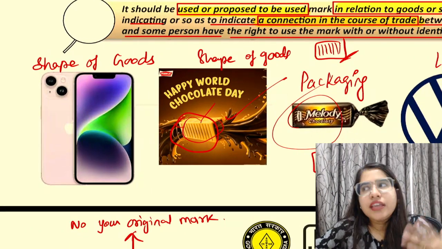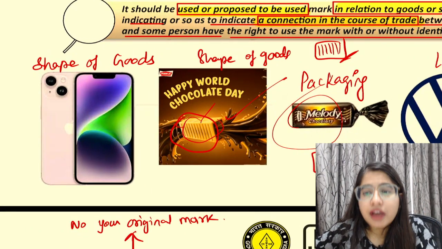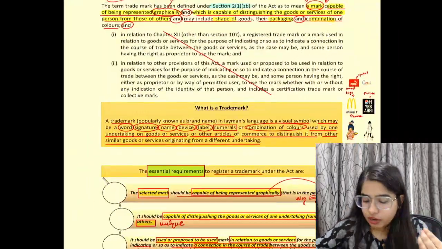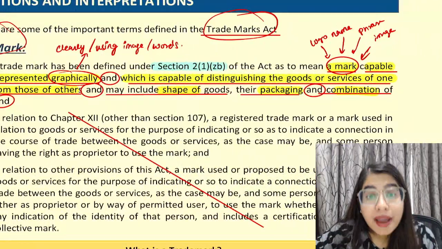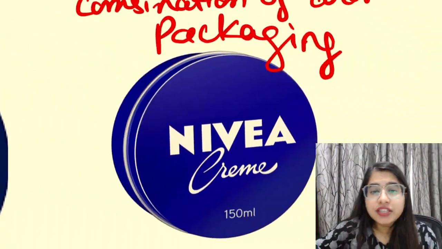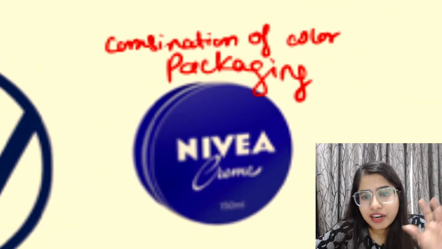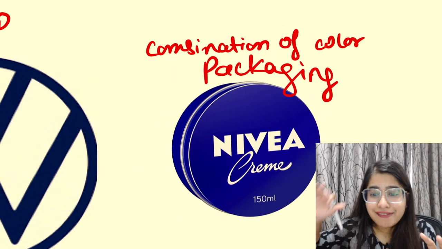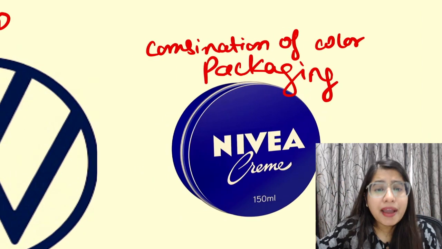So my dear, can the shape of goods also be a trademark? Yes, of course, shape of the goods can also be a trademark, including packaging. Ma'am, can packaging also be a trademark? Yes. Have you seen this Nivea bottle, no, Nivea dabbi, whatever we call this? Yes, Nivea box, Nivea packaging.